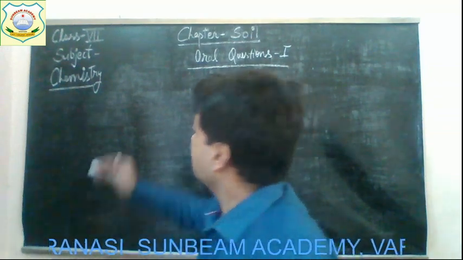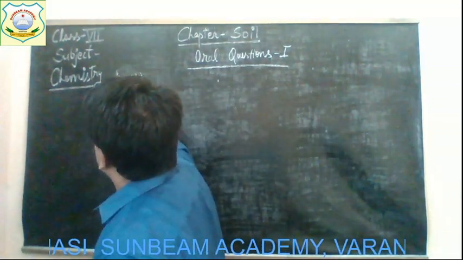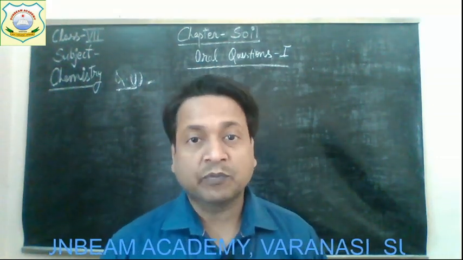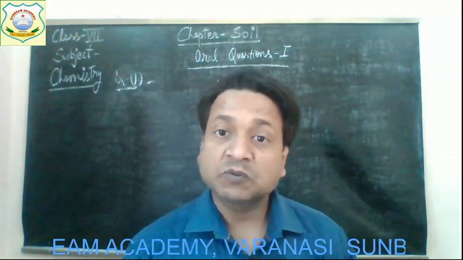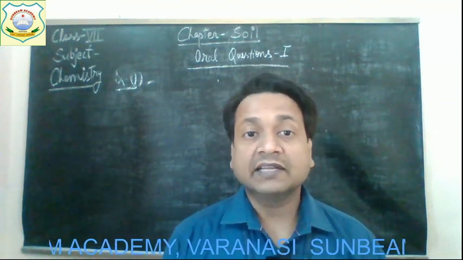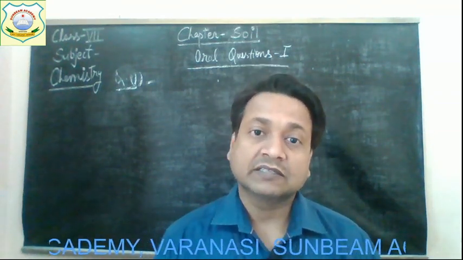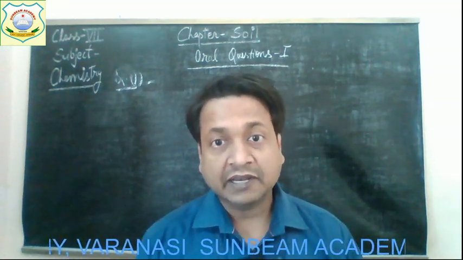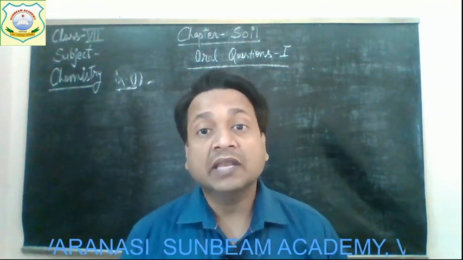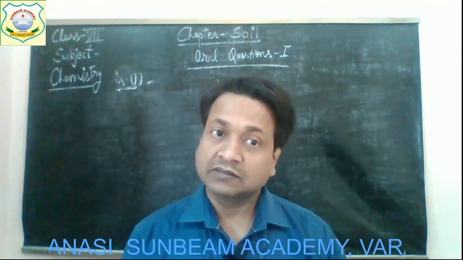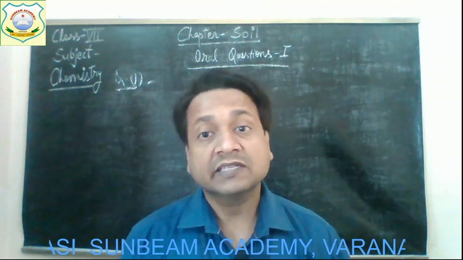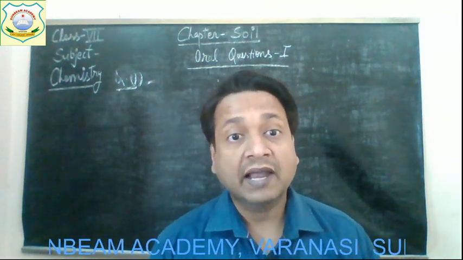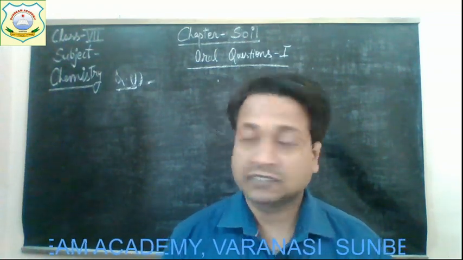And the question number 1 is: soil is made up of two main components. One that comes from living things and the other from non-living things. What are these components? Alright children, here you have to write down the name of the components from which the soil is made up of. So the two components of the soil are, the first one, humus.